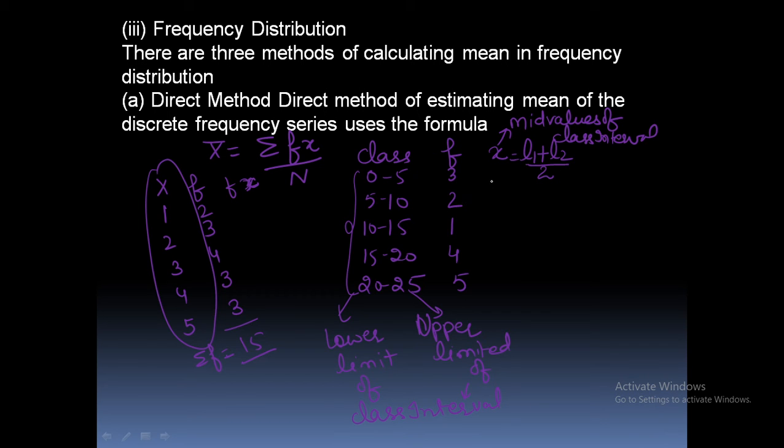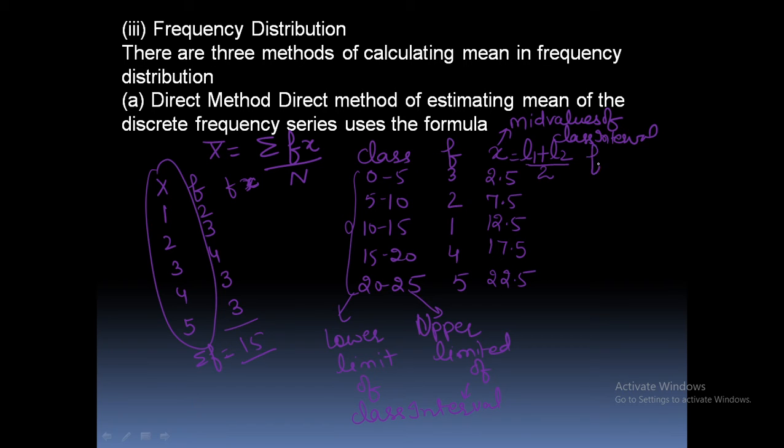0 plus 5, 5 divided by 2, that is 2.5. 5 plus 10, 15. 15 divided by 2, 7.5. 10 plus 15, 25. 25 by 2, 12.5. 15 plus 20, 35. 35 divided by 2, that is 17.5. 20 plus 25, 45. Divide by 2, 22.5.